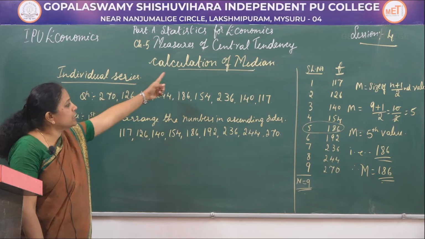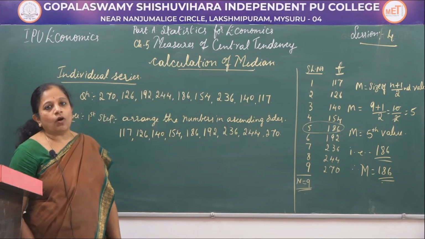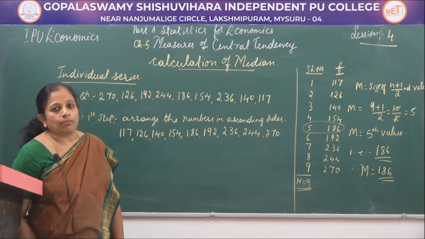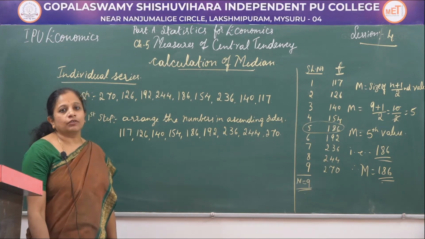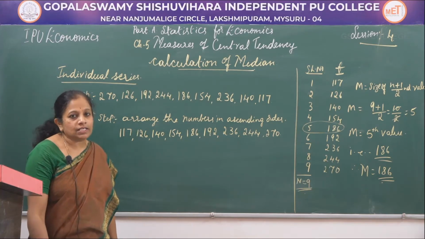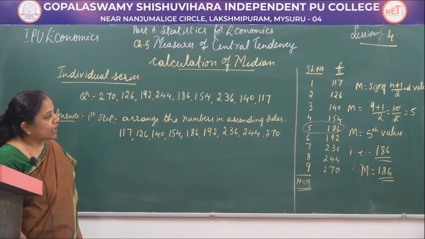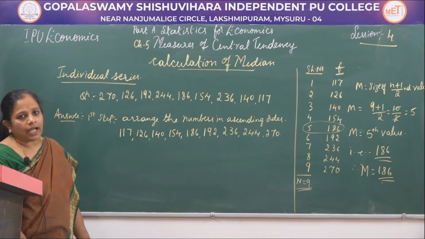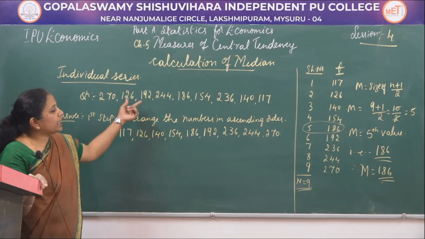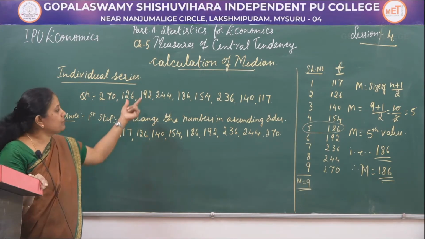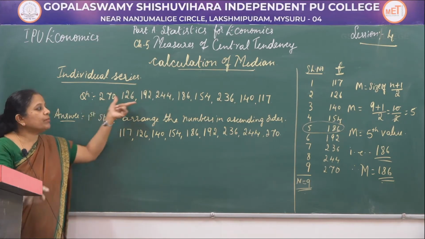The median is the middle value of the series of numbers. So the median is the size of the (n plus 1) divided by 2nd value. Let us see about the calculation of the median for the following data. The question will be asked like this.